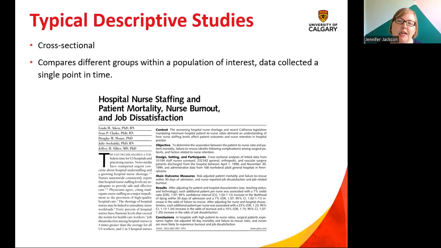So when we look at a cross-sectional study, if you think of a cross-section, you take a slice from something and then look at it under a microscope. That's essentially what we're doing here, taking a slice of the population and considering it with a particular phenomenon. So in nursing, the most prominent research studies that have used cross-sectional design are by Linda Aiken.